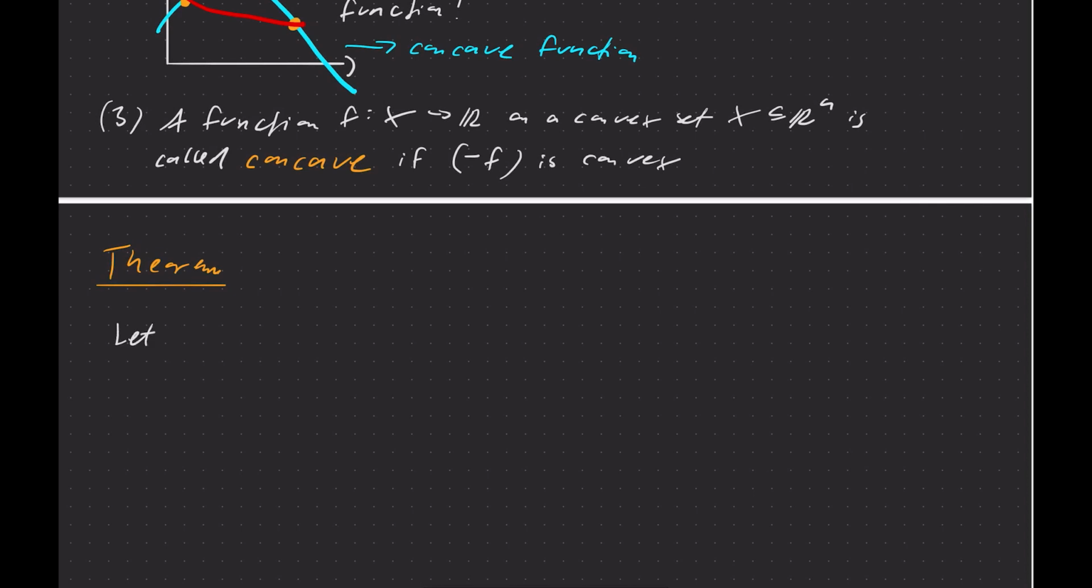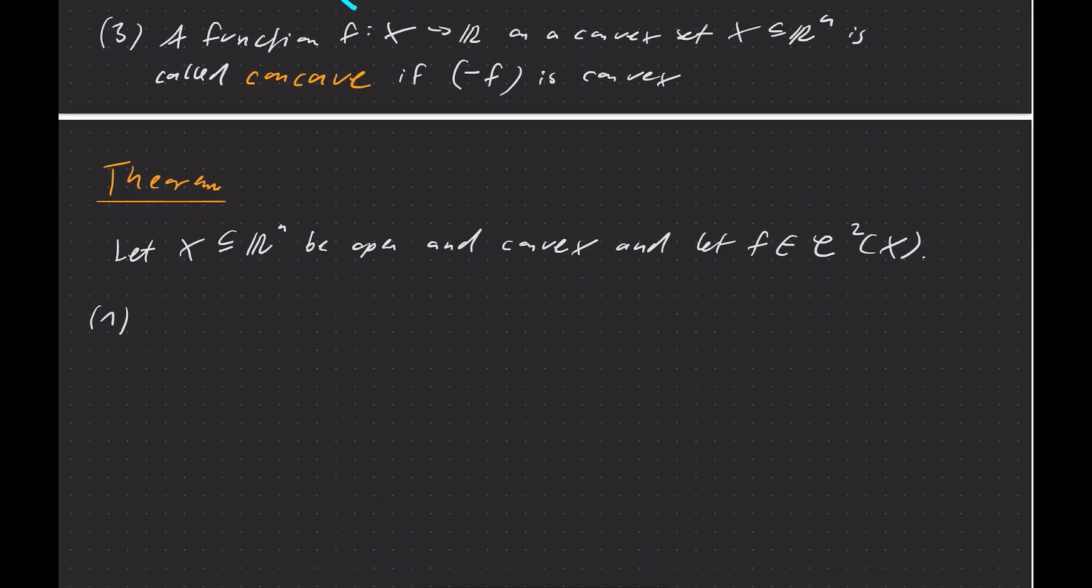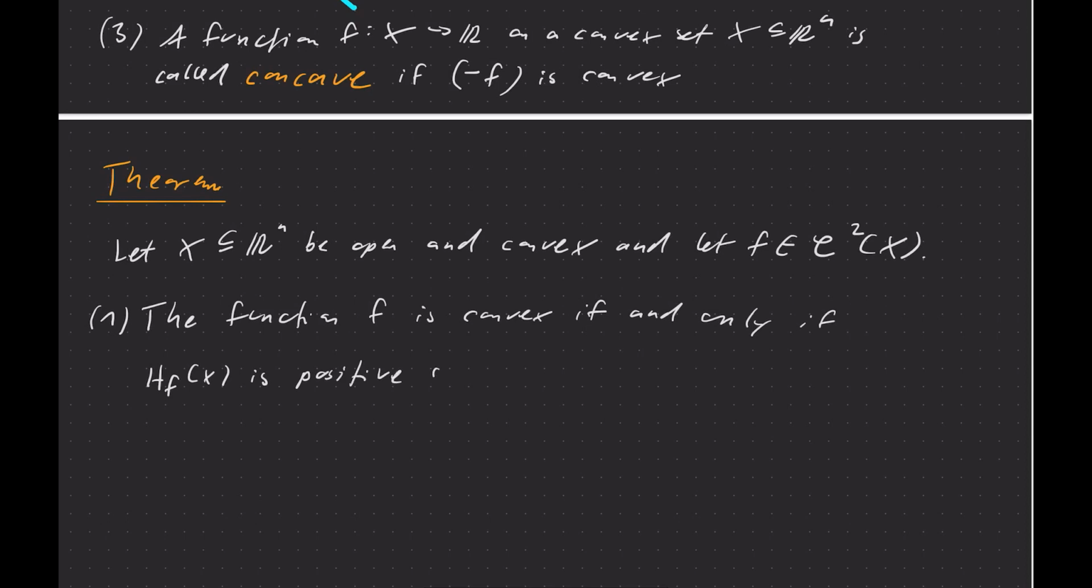So we want X to be open and convex. So let X be a subset of R to the n, be open and convex, and let f be a function that is twice continuously differentiable on X, so in C2 of X. Then the function f is convex if and only if the Hessian Hf of x is positive semi-definite for all x in the domain, capital X.